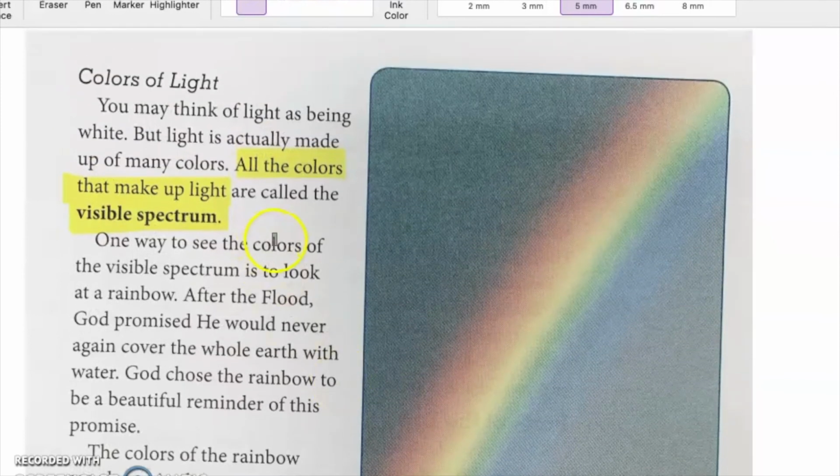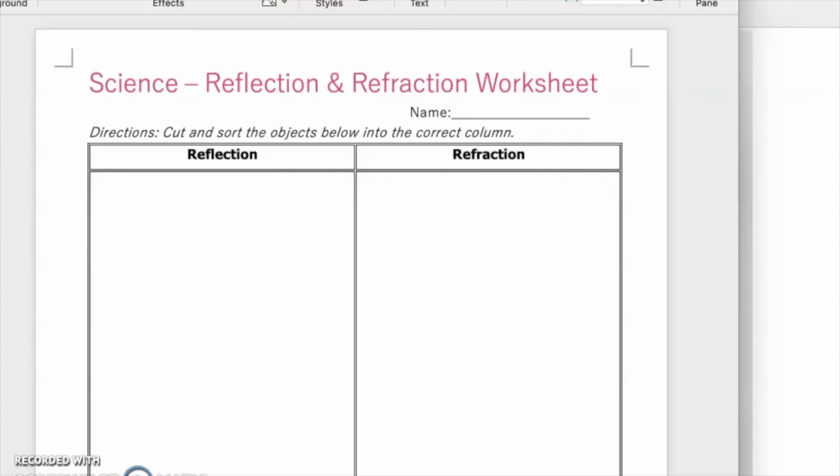So, as I highlighted here, the visible spectrum is a combination of all the colors. So let's look at the rainbow. A rainbow is one example of a visible spectrum. So just showing all different kinds of colors and the options for the colors, that's what the visible spectrum is. So that's it for my slide, and I'm going to talk about the homework that I have assigned.